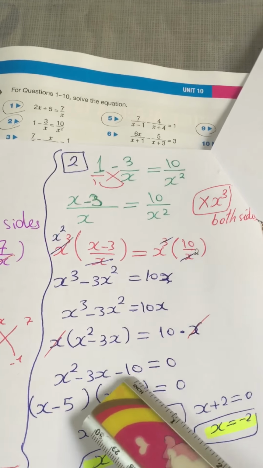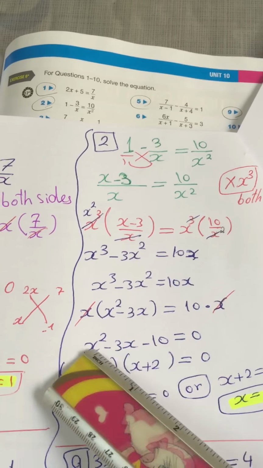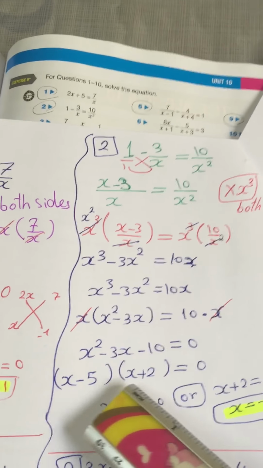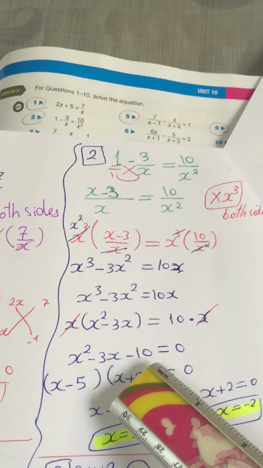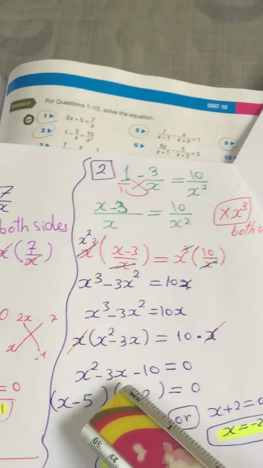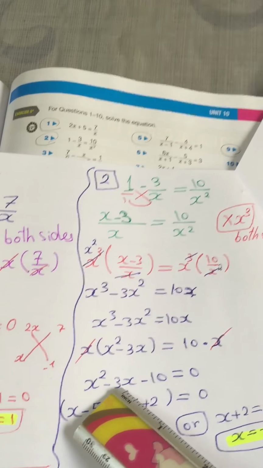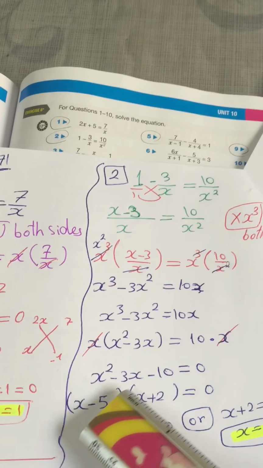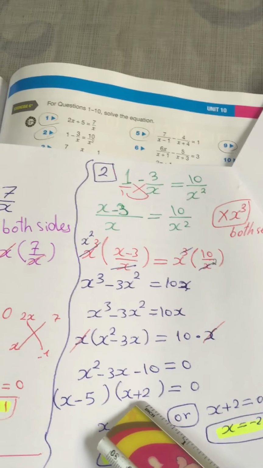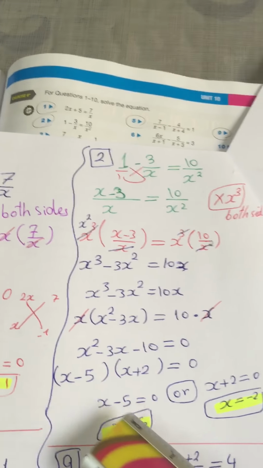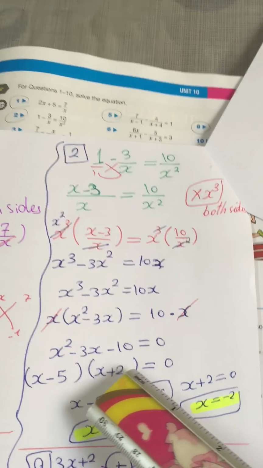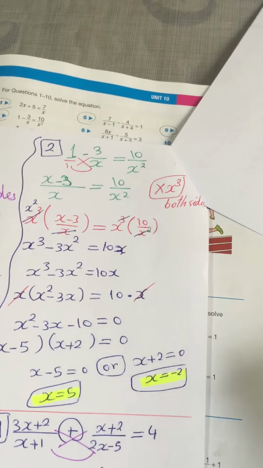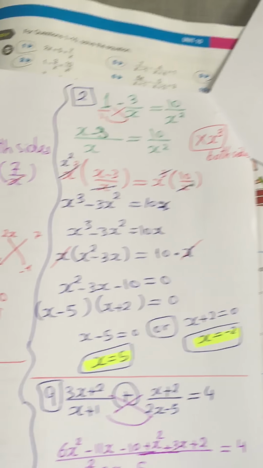I'll take 10 to the opposite side and solve it as a quadratic equation. Here x square factorizes into x and x. Negative 10 comes from negative and positive. I want the answer negative 3, so I'll choose 2 and 5. Give the 5 the sign of the middle and 2 positive. So maybe x minus 5 equals 0 or x plus 2 equals 0. So x may be 5 or maybe negative 2.